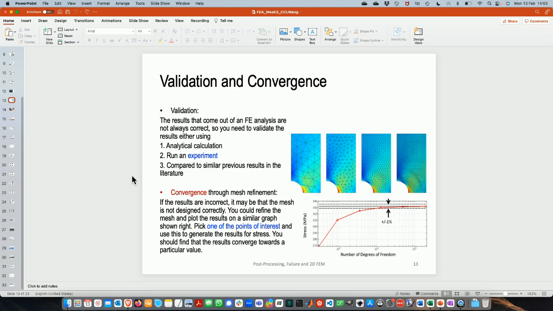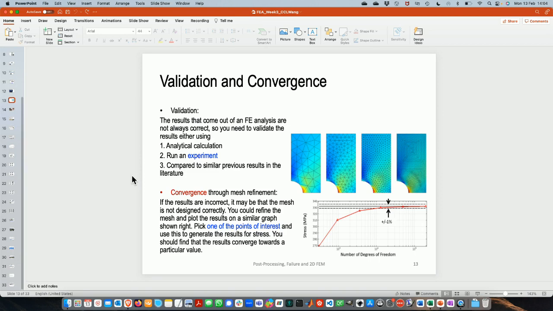If you look at the trend here, I have a number of degrees of freedom. What does number of degrees of freedom mean? How many unknowns do I have in this mesh? So we have four different meshes. This mesh has fewer nodes, and as we go to the right side, the number of nodes in the mesh has increased. Now if I think of this as a 2D problem, at each node I don't know the displacement in X direction and displacement in Y direction. So at each node I have 2 degrees of freedom. That node can move in the X direction, or it can move in the Y direction.